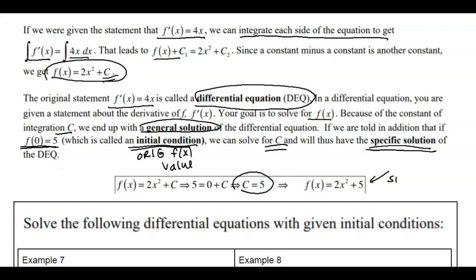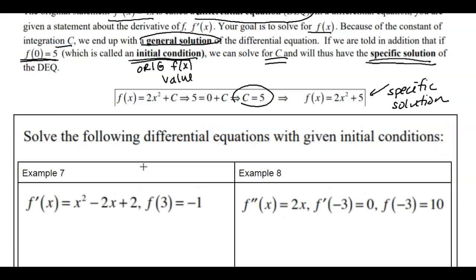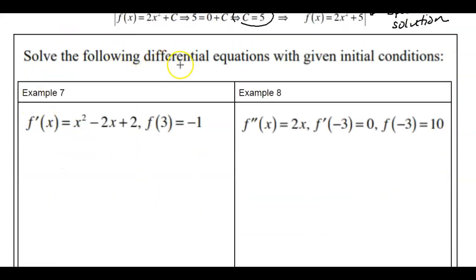So this is called the specific solution, okay? It's a solution because we were looking for the original equation, and a specific because we don't have any generic variables anymore. So the directions are going to say this. It says solve the following differential equations with the given initial conditions.